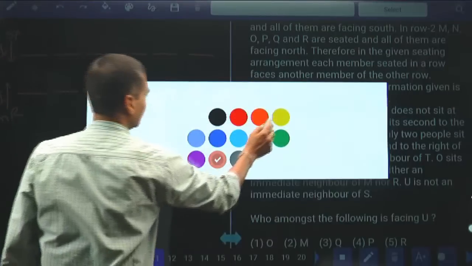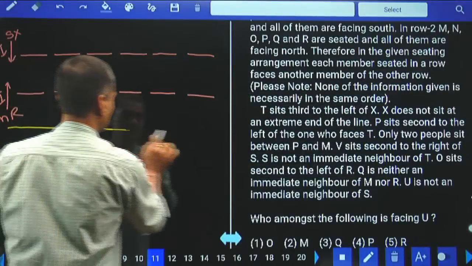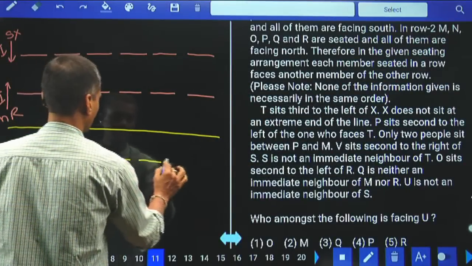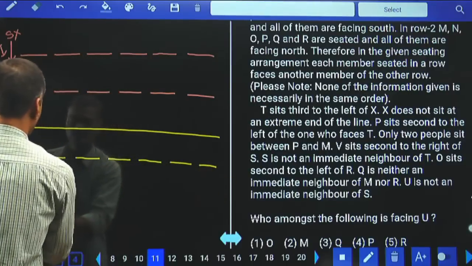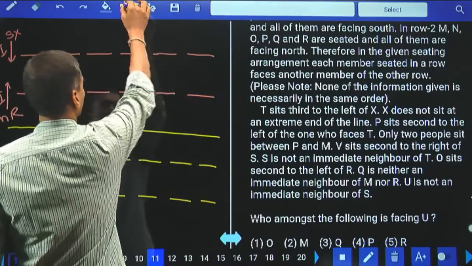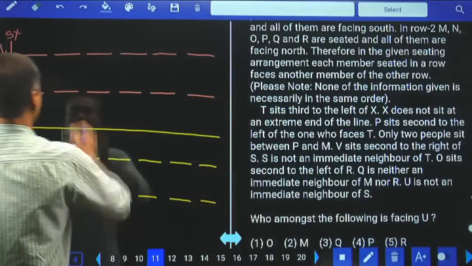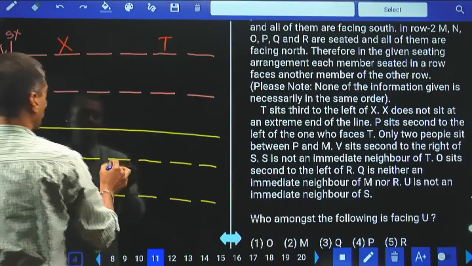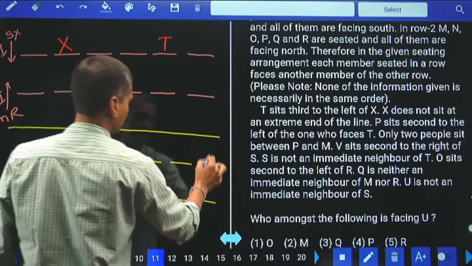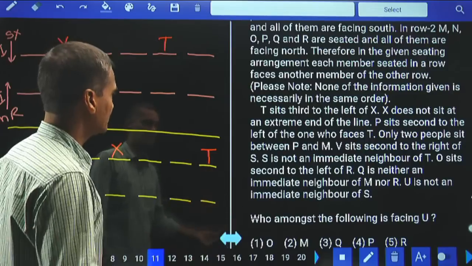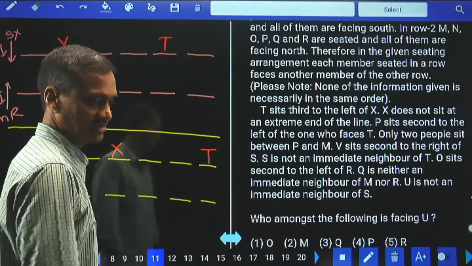As there are two different possibilities, we need to write down the second possibility as well. 1, 2, 3, 4, 5, 6, and here also 1, 2, 3, 4, 5, 6. Then there are two different possibilities. X is at this place and T will be here, and X is at this place and T will be here, isn't it? T sits to the left of X, and X does not sit at either of the extreme ends of the line.